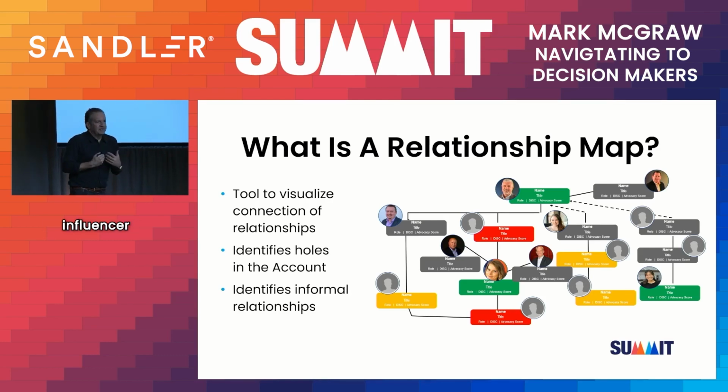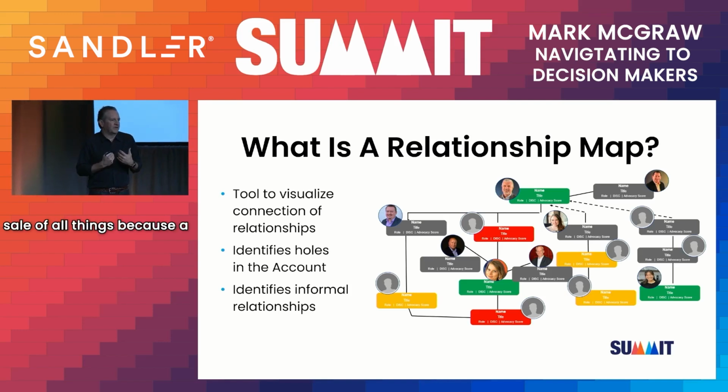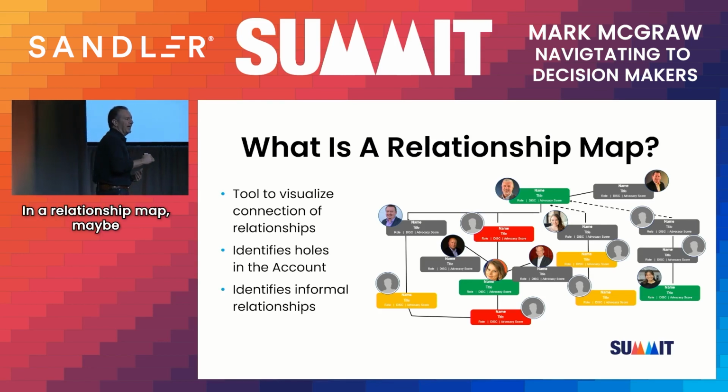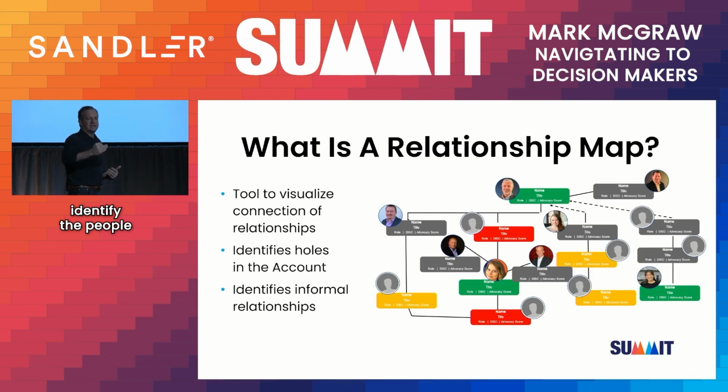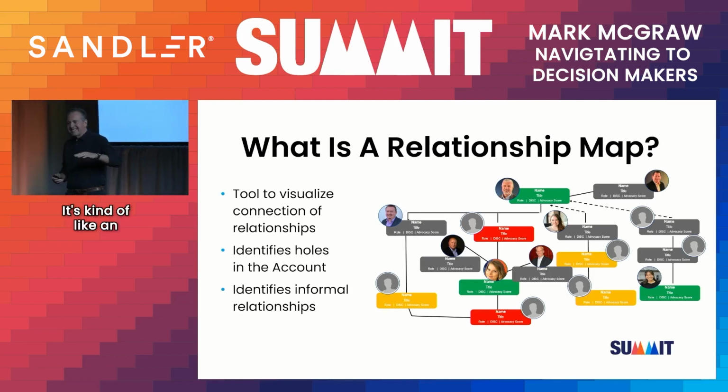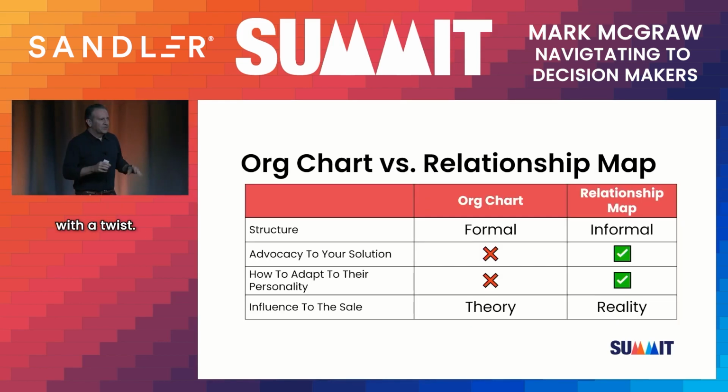Sometimes I'm an influencer in a software sale, of all things, because a VP of sales will come to me and say, hey, we're thinking about implementing this software over here. Have you heard of it? What do you know of it? Do you have other clients using it? Well, that salesperson selling that enablement platform has no idea that I'm an influencer in their sale, but I'd be dotted line to maybe the decision maker, and that salesperson usually has no idea. In a relationship map, maybe we're asking enough questions that we identify the people that are influencers in the sale, okay? It's kind of like an org chart, but with a twist.